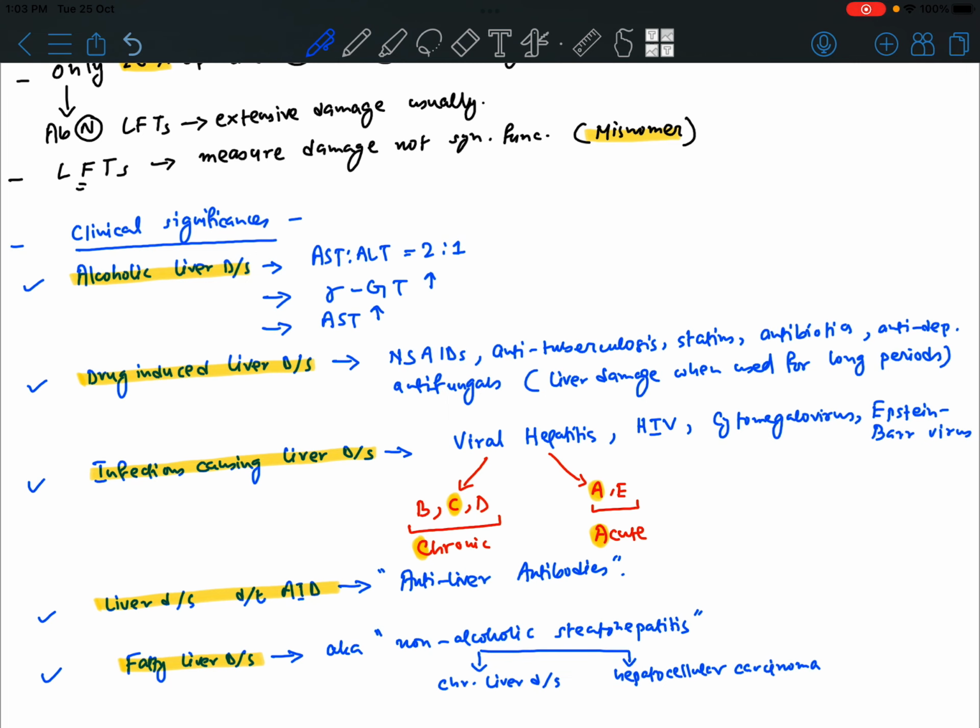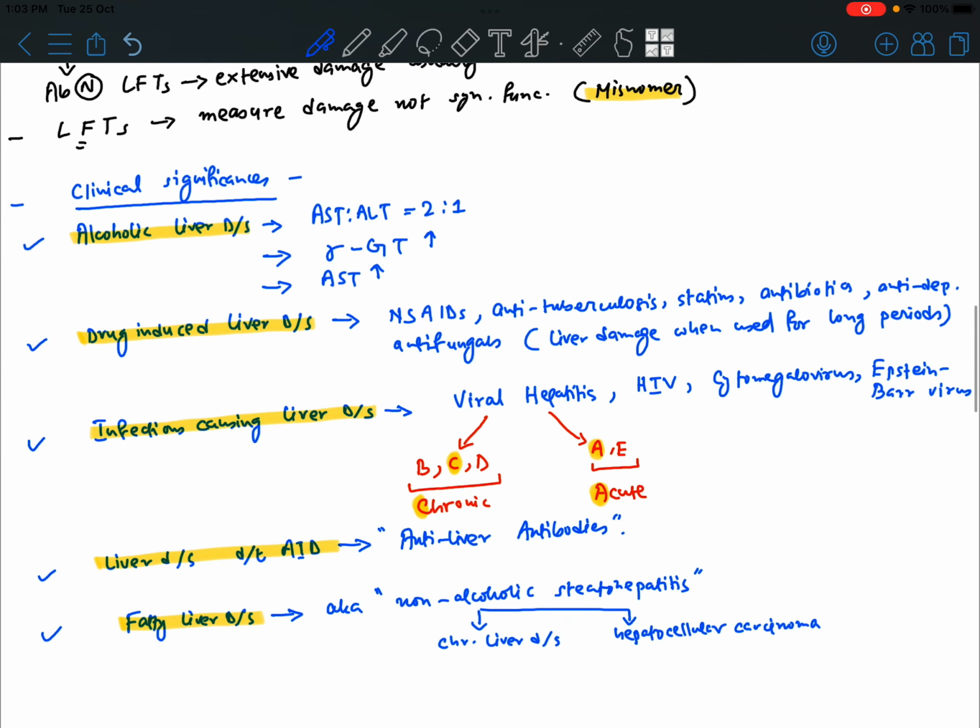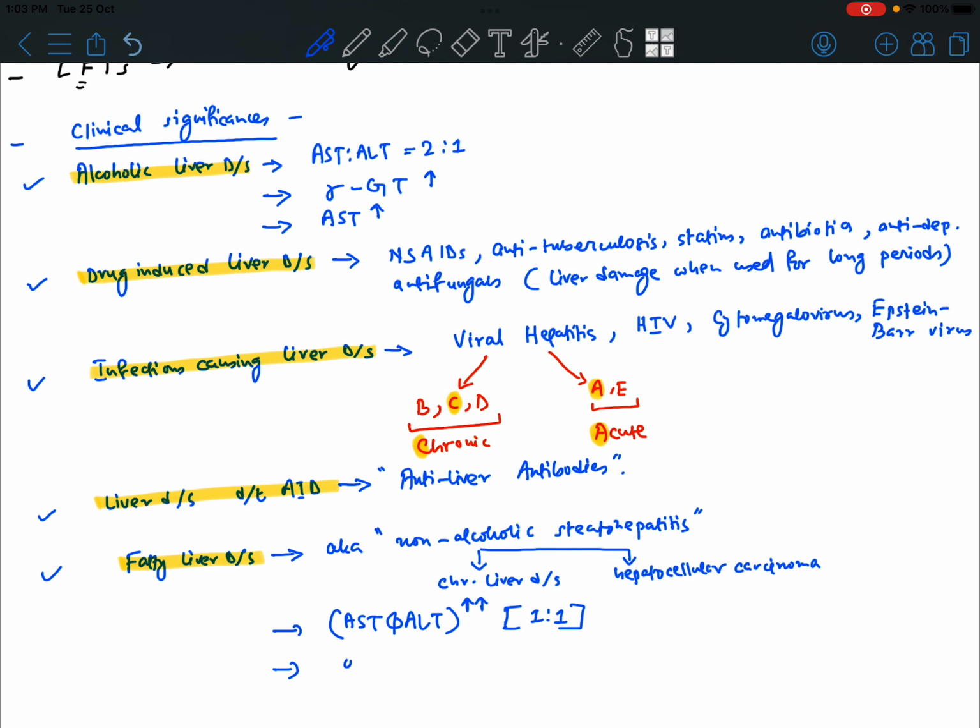The liver enzymes, mainly AST and ALT, are elevated in the ratio of 1:1, while other LFTs are normal.